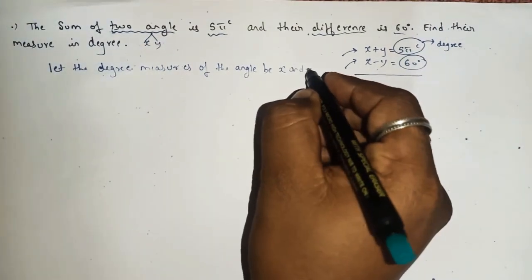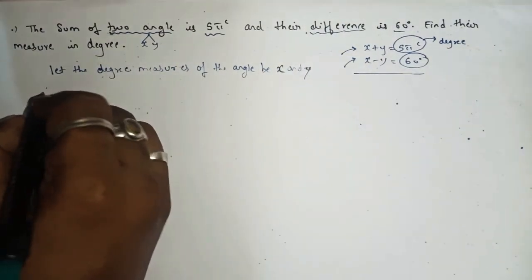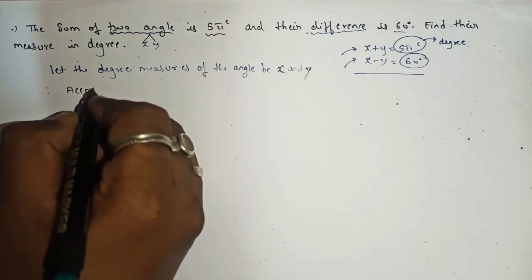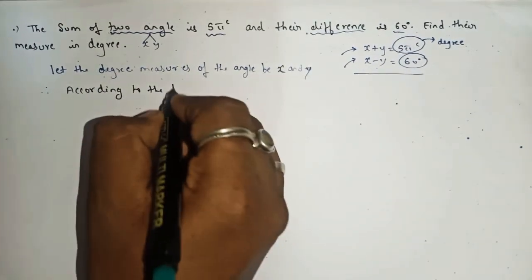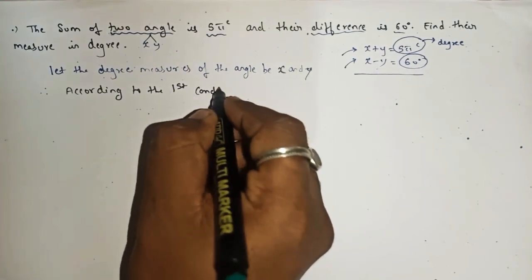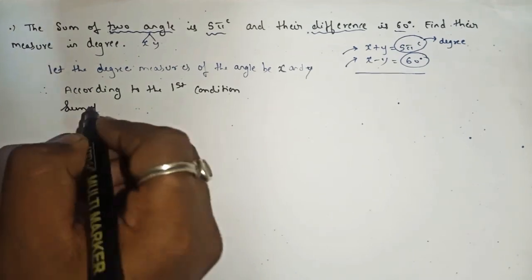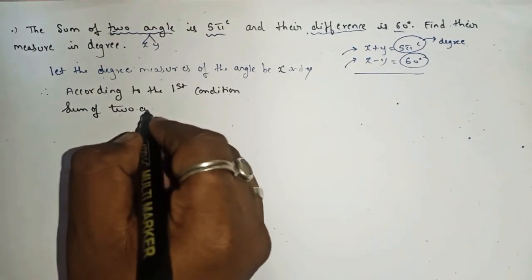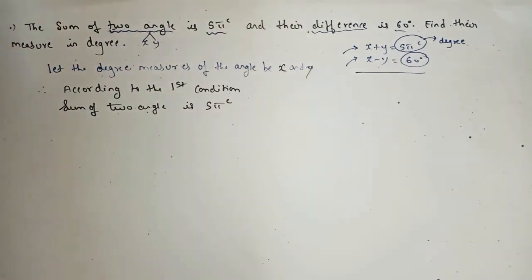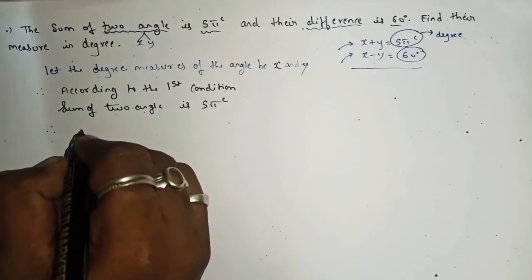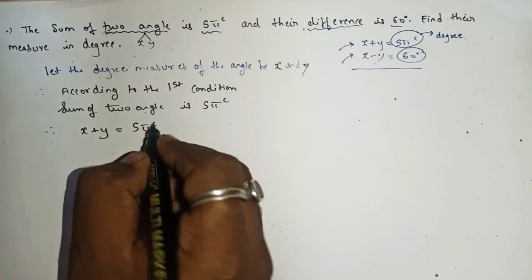Okay, so here we have x and y. According to the first condition, it says that the sum of two angles is 5 pi. Okay, 5 pi. So therefore x plus y is equal to 5 pi.